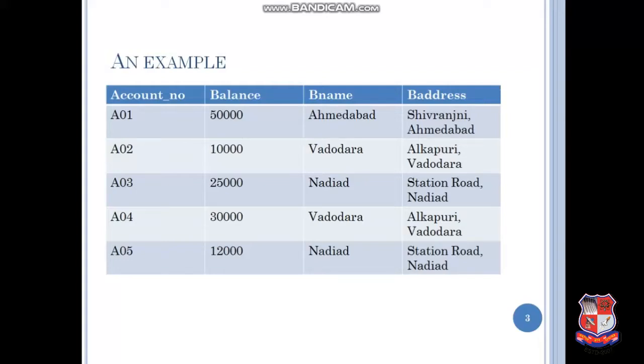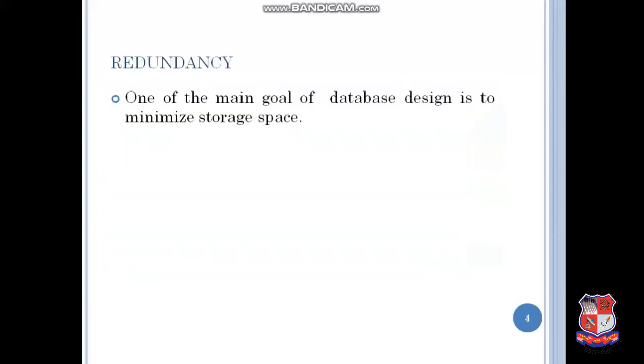For explaining the anomalies, we would be taking the same account table as taken in previous videos with one additional column, that is branch address. So we have one record in Ahmedabad branch, 2 records in Vadodara branch and 2 records of Nadiad branch.